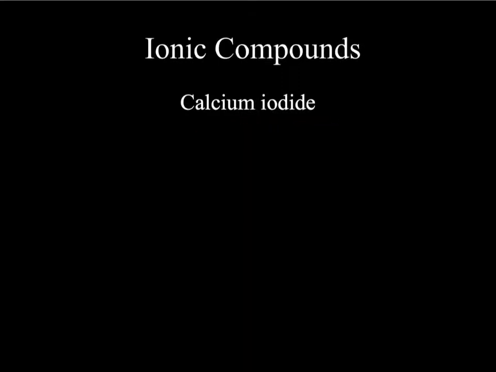Again, when writing formulas for ionic compounds, I have to identify the symbol. So for calcium, I have Ca. The oxidation state, calcium's in group 2, so it has a +2 oxidation state. Iodide is in group 7, and therefore has a -1 oxidation state. Now, notice, if I just combine one of each of these ions with a +2 and a -1 oxidation state, then the total charge of my compound is not going to be 0. It's not going to be neutral.